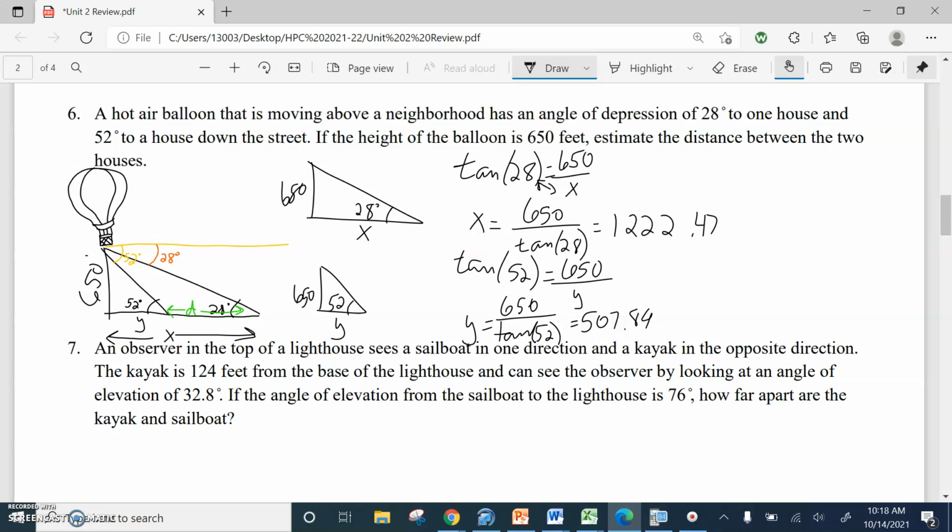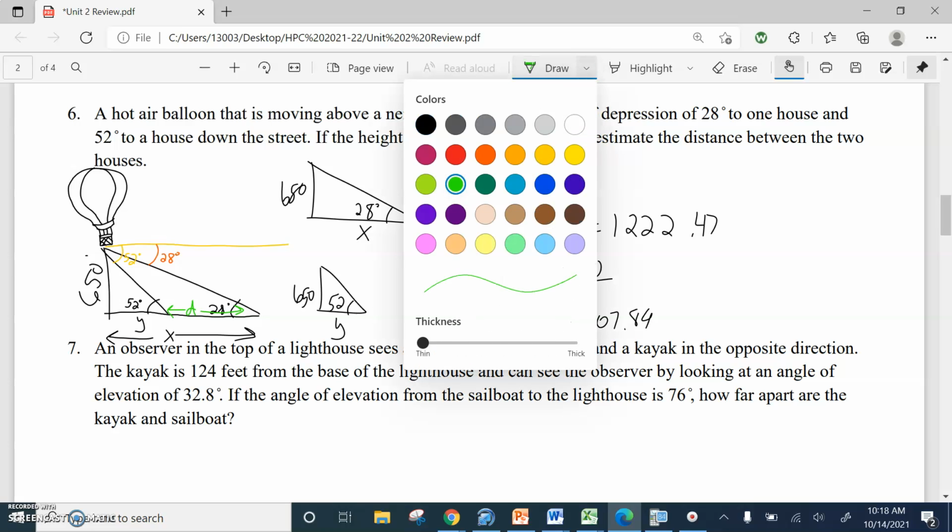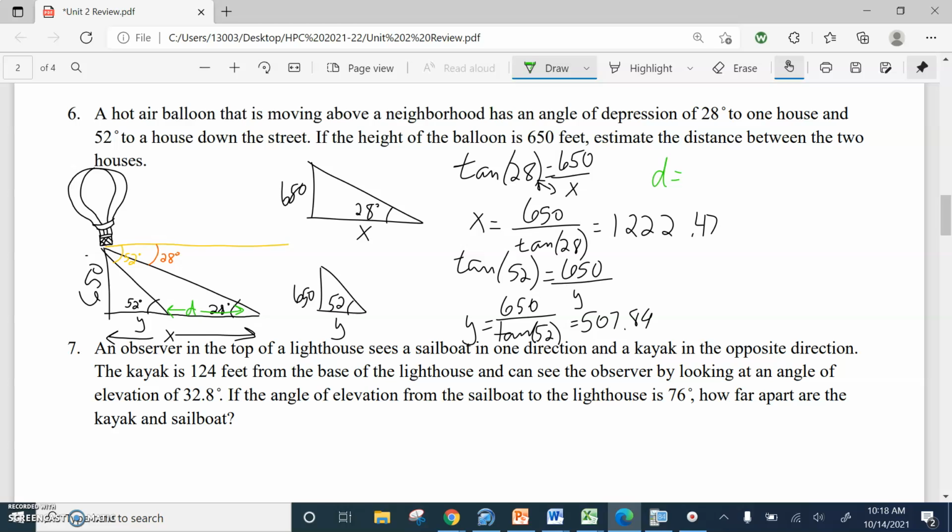So if we know the distance all the way to the first house, and the distance just up to the second house, we can find D. So D, I'll even do it in green. If we take 1222 minus 507, our D answer is approximately 714.64. Our units on all of these were feet. So there we go. That is our second problem.